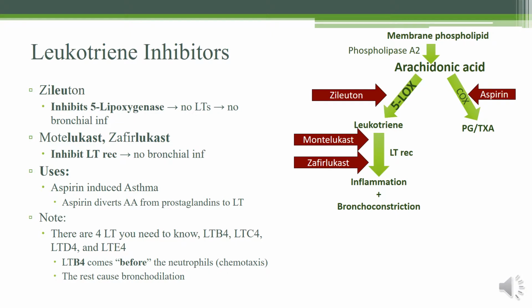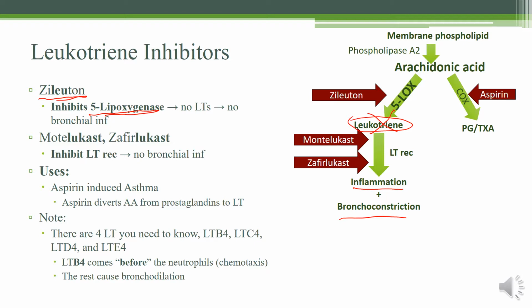Now, leukotriene inhibitors. There are mostly two classes and three drugs that you need to know. The first one is going to be zileuton, and this is going to be the one that inhibits the 5-lipoxygenase. This is important because 5-lipoxygenase is needed to make leukotrienes, and leukotrienes are needed for bronchial inflammation. So if you don't have any leukotrienes, what happens is you get no inflammation and no bronchoconstriction.